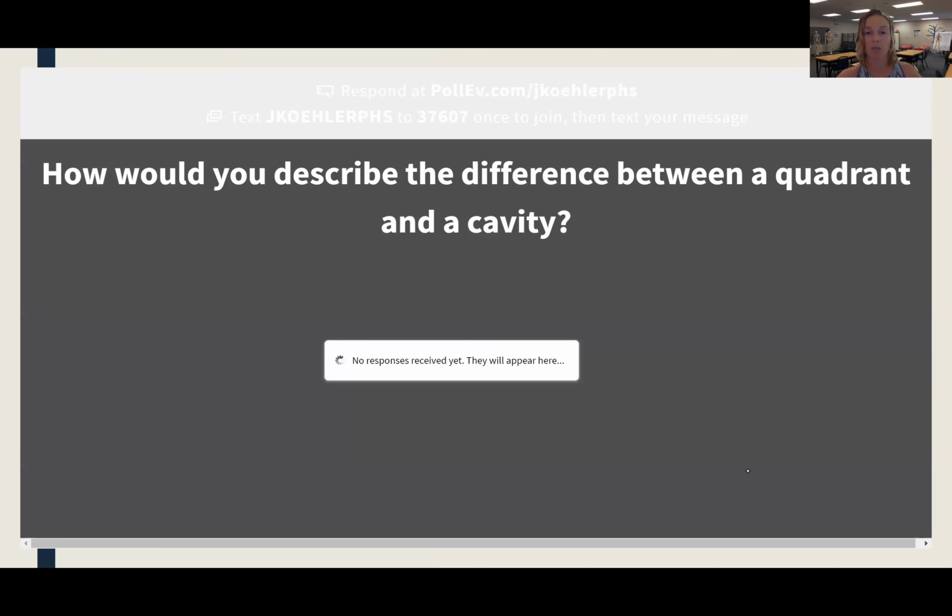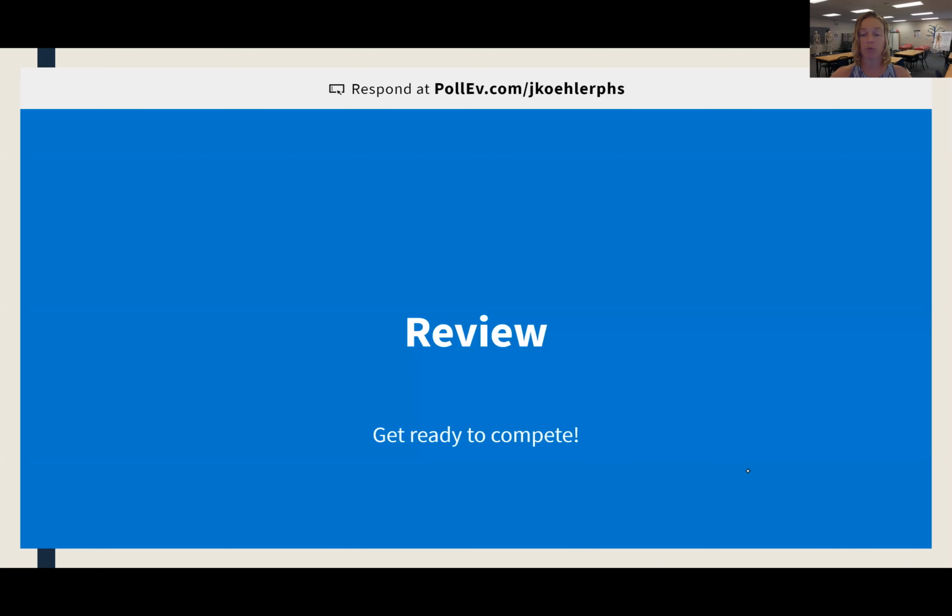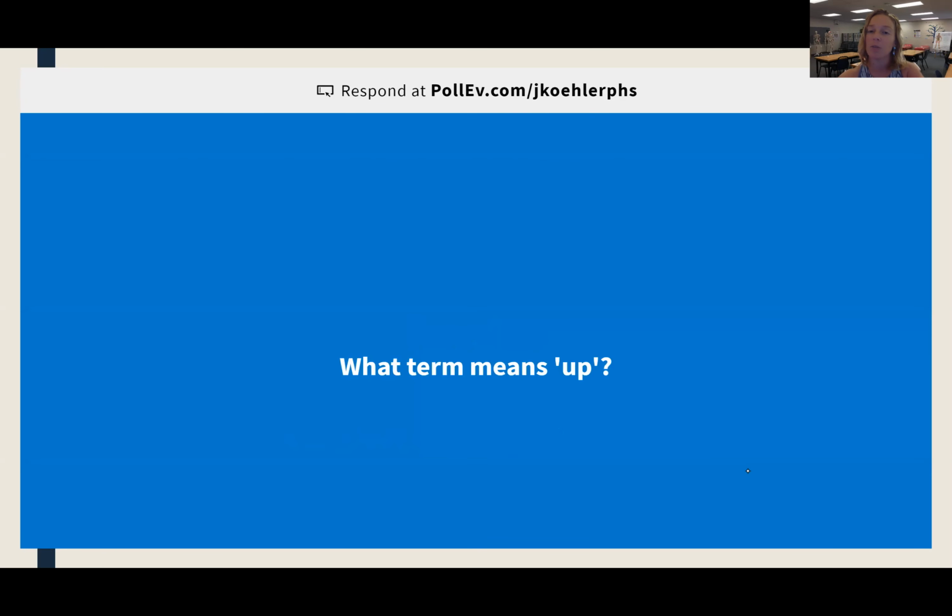So how would you describe the difference between a quadrant and a cavity? Quadrant would be organization and cavity would be the separation, right? So review on what we talked about, and if you don't quite understand the quadrants and cavities, it's okay, we're coming back to it. What term means up? So I want you guys to log in and we are going to play a little competition game before we get started on the videos.